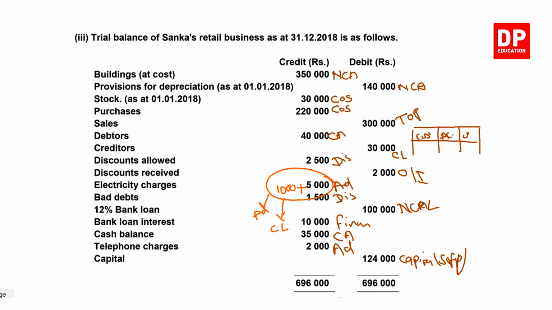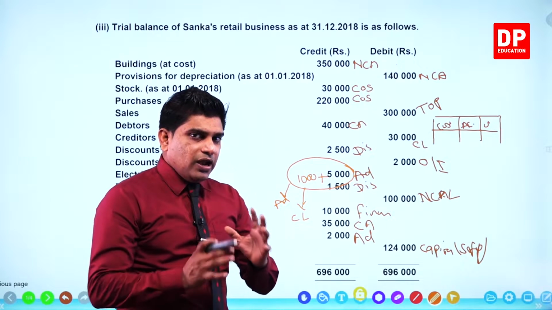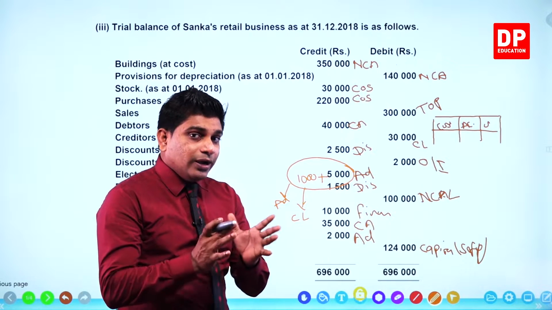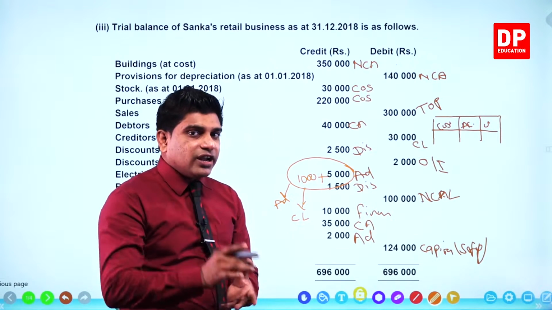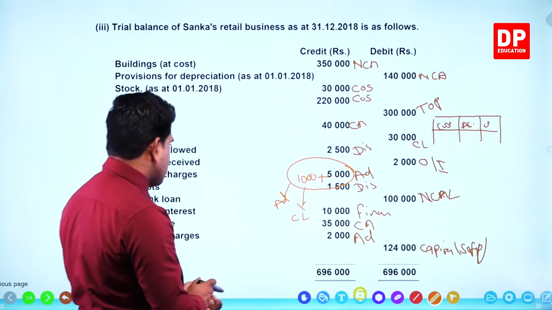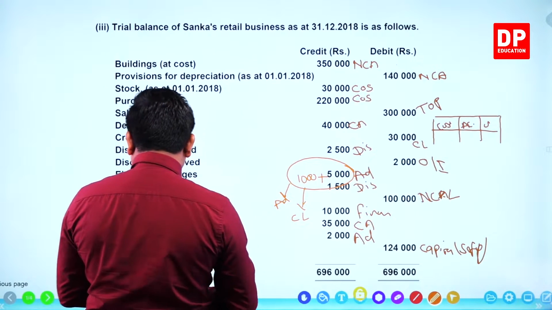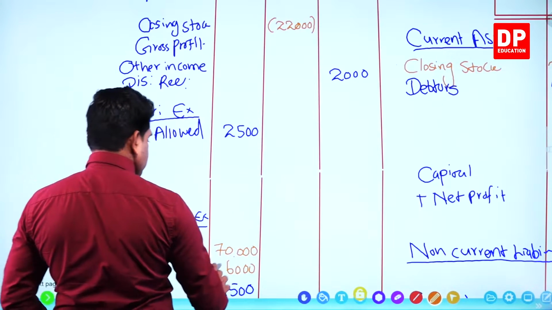12% bank loan 100,000. 12% into 100,000, the value is 12,000. This is the annual bank loan interest. You must write that answer under the financial expense. Financial expense 12,000.